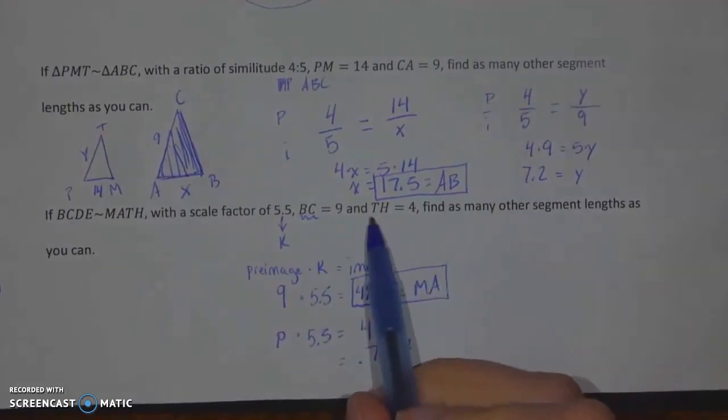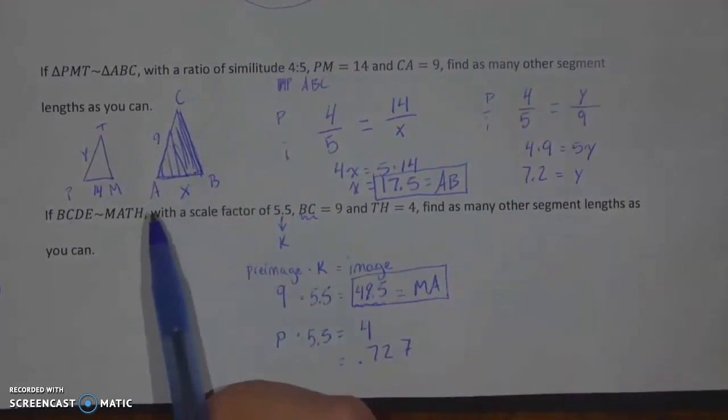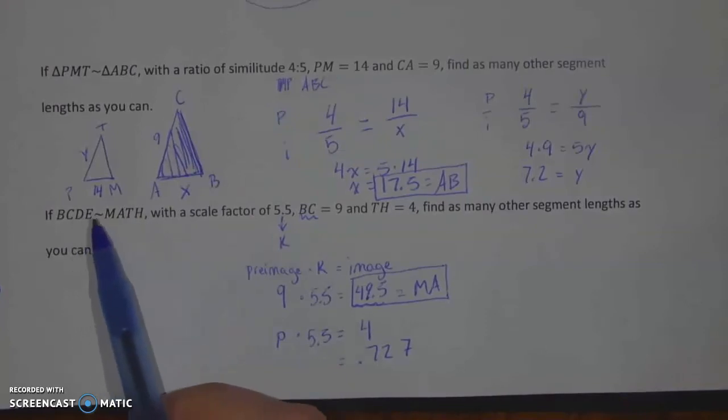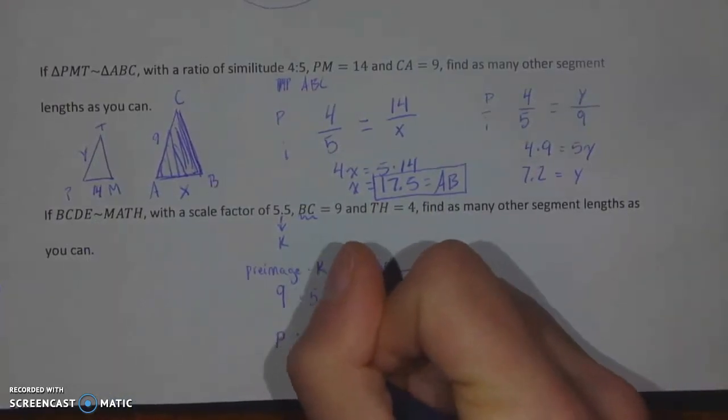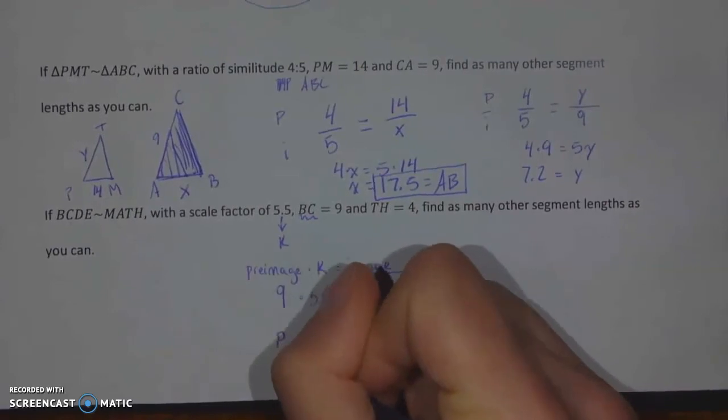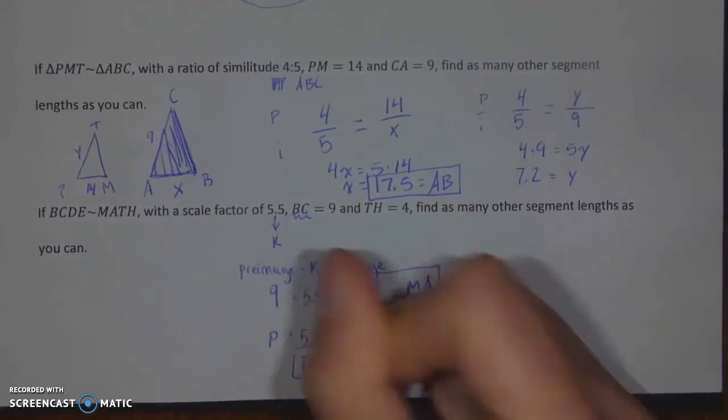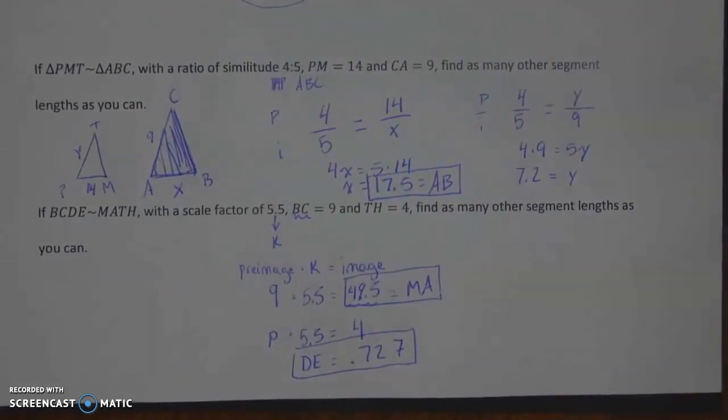And let's find the name of that pre-image length. T and H correspond to B and D. They're in the same spot. So DE would be equal in measure to 0.727. And those will be the only ones I can find because those are the only two lengths that have been given to me. And I would be good to go at that point.